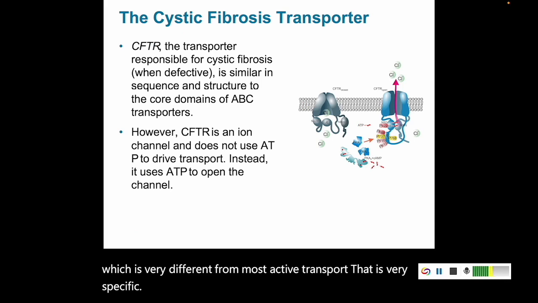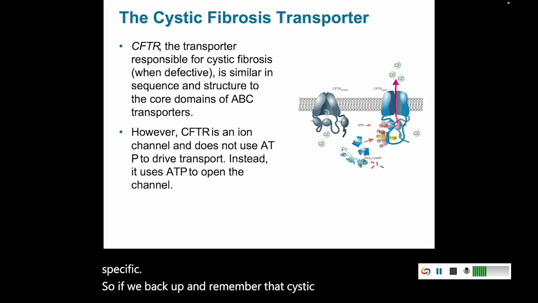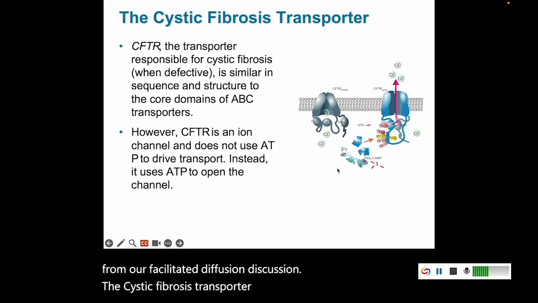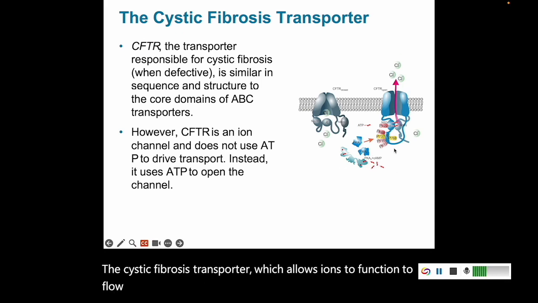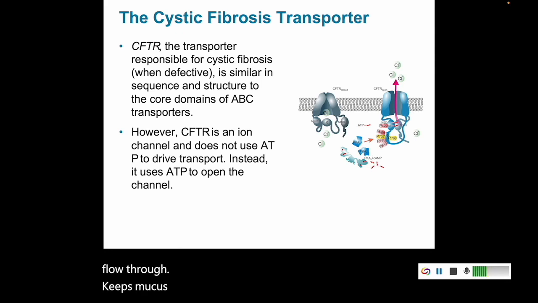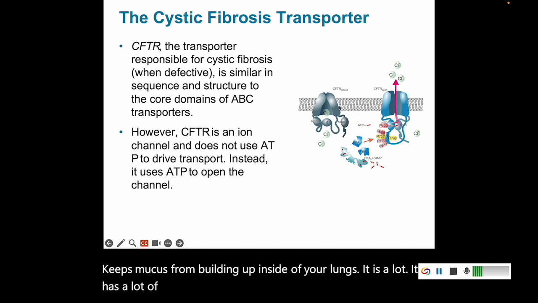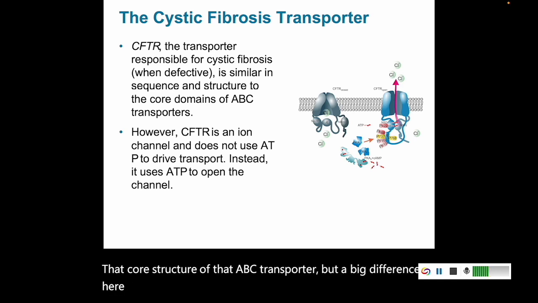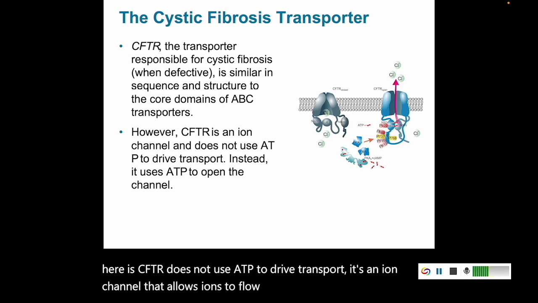So if we back up and remember that cystic fibrosis transporter from our facilitated diffusion discussion, the cystic fibrosis transporter, which allows ions to flow through, keeps mucus from building up inside of your lungs. It has a lot of similarities to the core structure of that ABC transporter, but a big difference here is CFTR does not use ATP to drive transport. It's an ion channel that allows ions to flow through. It does use ATP to open the channel.